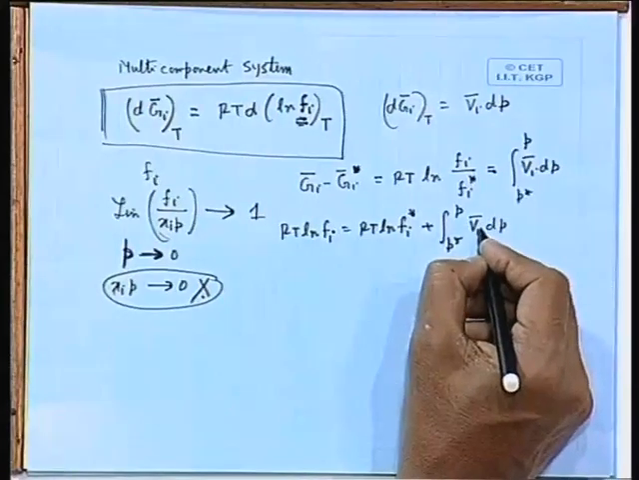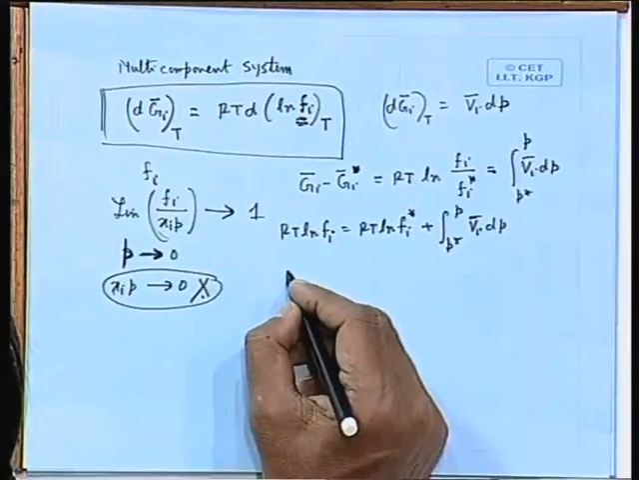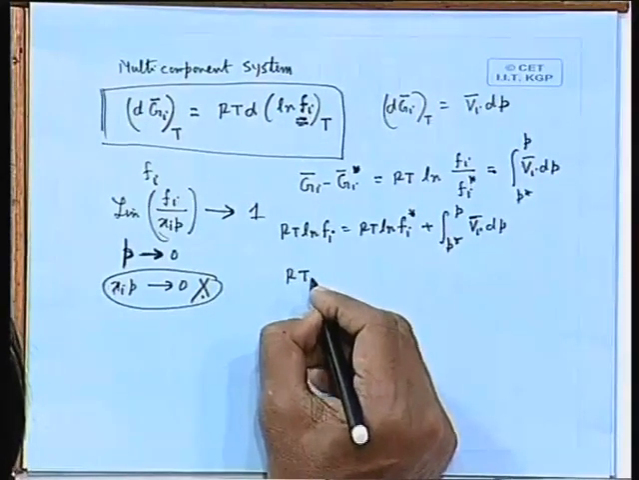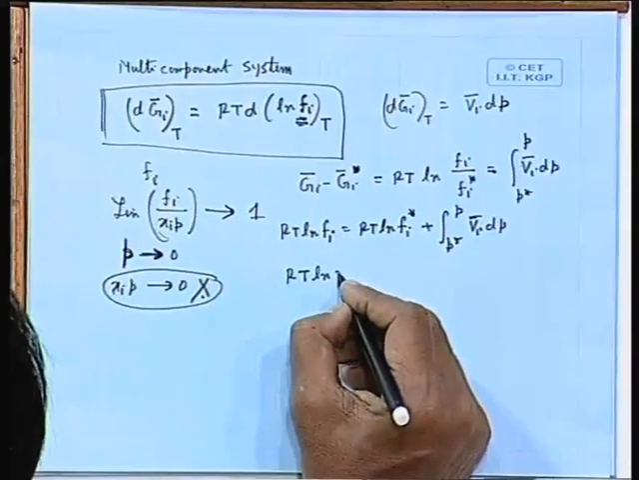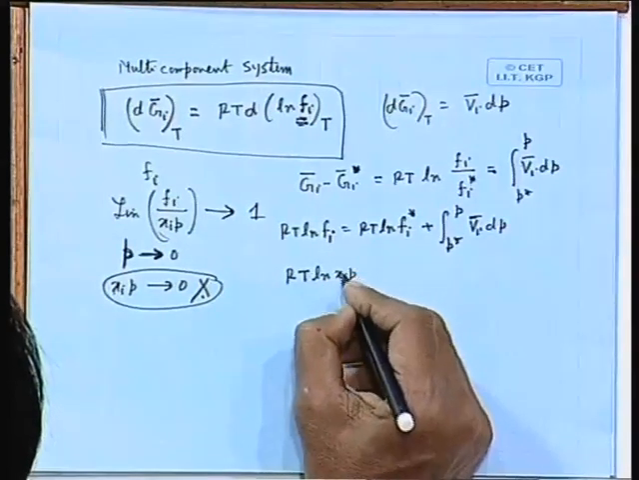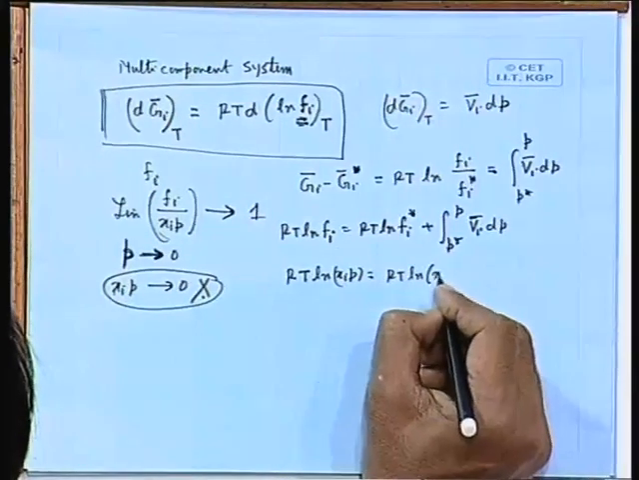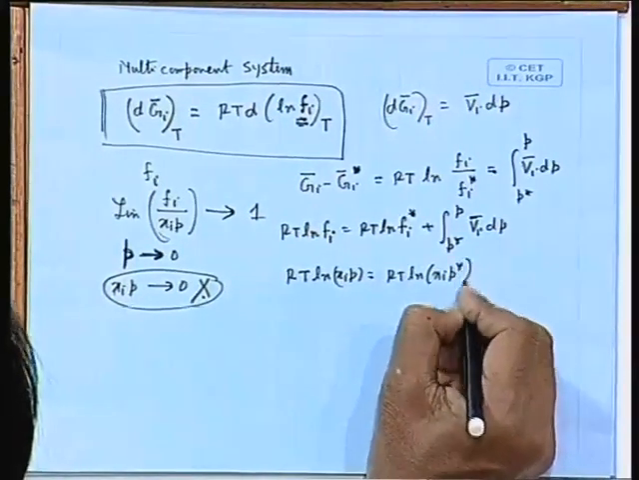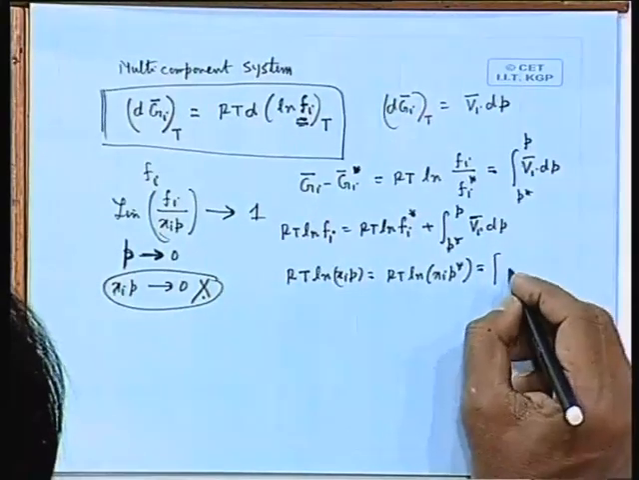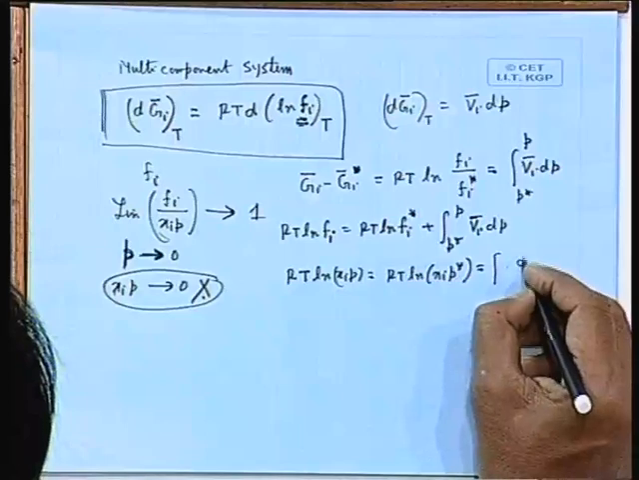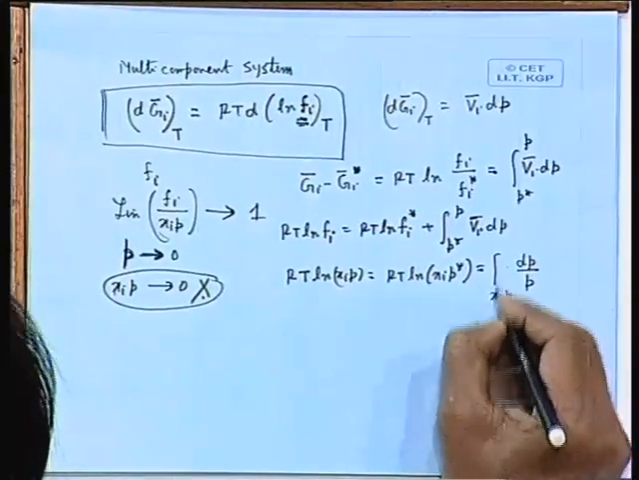That means the partial molar volume of the ith component in the mixture. And in a similar way, instead of Fi, I can write Xi P: RT ln Xi P equals RT ln Xi P star, which is just a mathematical identity here. That means it will be dP by P from Xi P star to Xi P.